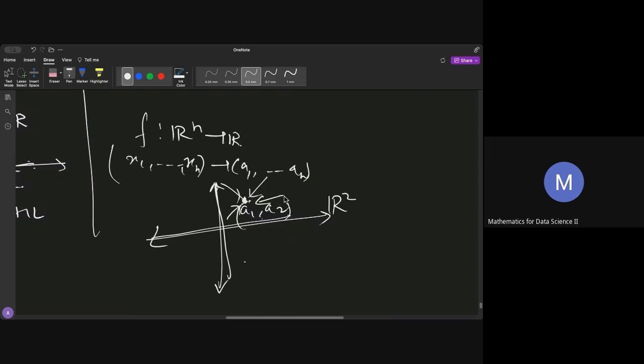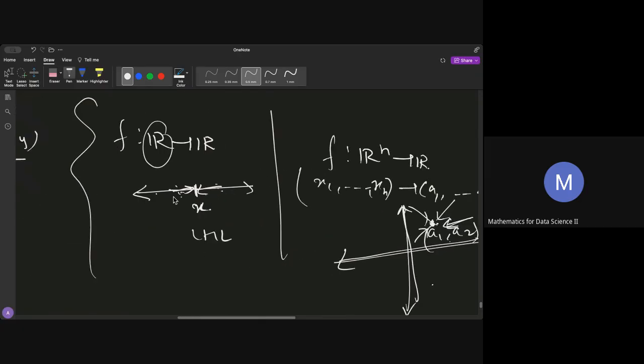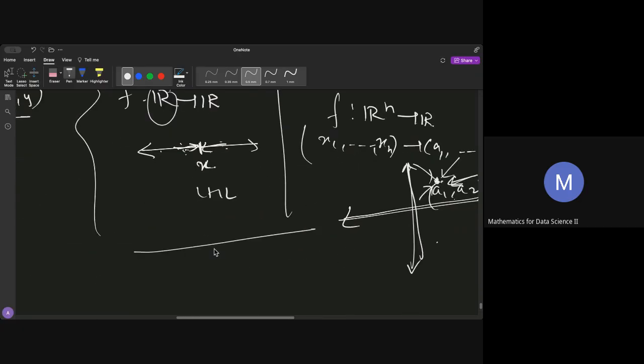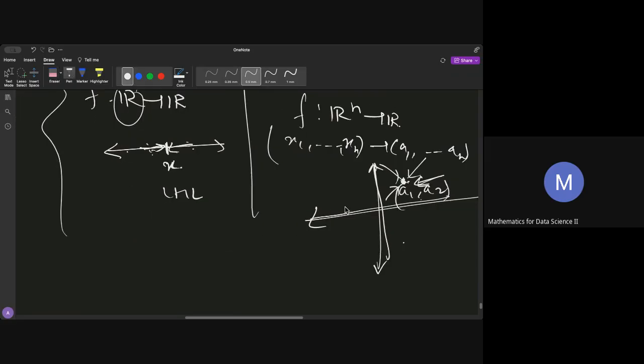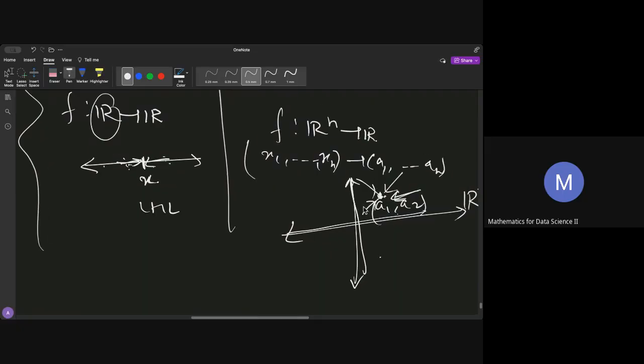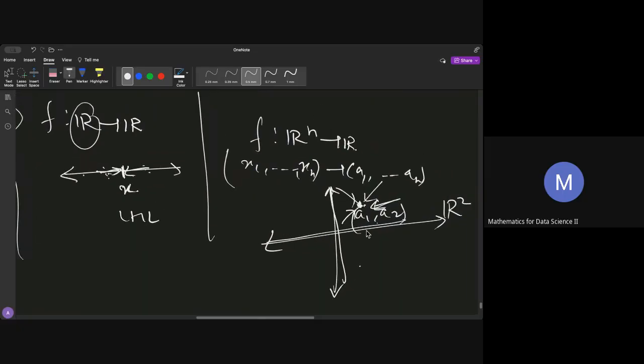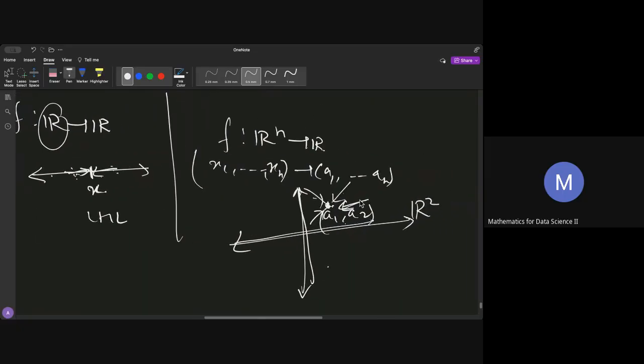That means, unlike what we used to do in R, where you have a straight line and a point on it, you only have two directions to approach this point such that your path remains on the line. I want that path to remain on the line. So there are only two ways, either this one or this one. There is no other way, right? That's why we have the concept of left hand limit and right hand limit there. But here you have so many directions to approach the point itself, right? So each direction matters here.